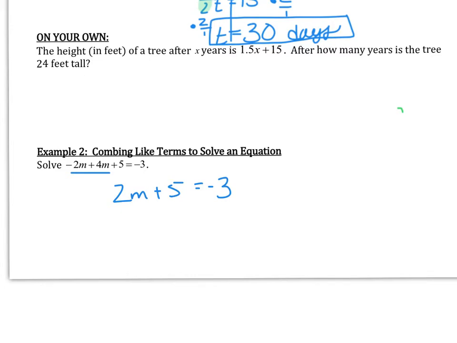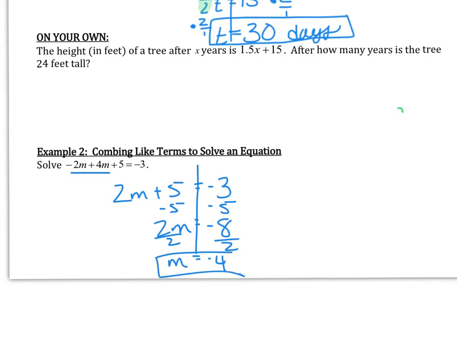So first I'm going to draw in my balance line and then subtract 5 from both sides. And I get that 2m equals a negative 8. Remember, the negative 3 minus 5, I'm still going in that negative direction. So 2m equals negative 8, divided by 2 on both sides, and m equals negative 4.